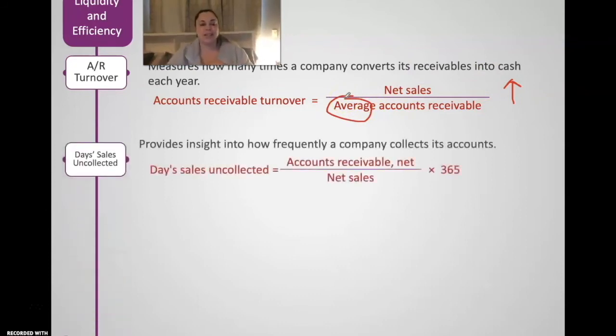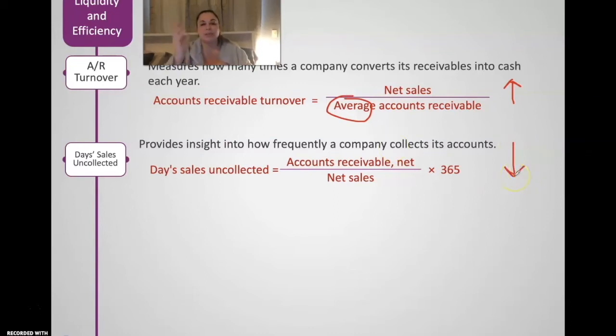Next, we have days sales uncollected. So it's really similar to the accounts receivable turnover. It's almost like backwards a little bit. This is how many days that we have an account on our books. Somebody owes us money before we collect it. So it's the average amount of days that someone owes us money. And in this case, we want a lower number.